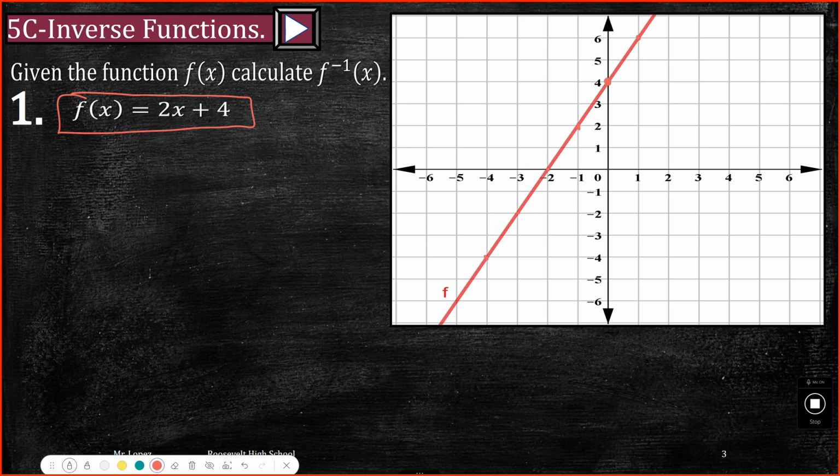All right. Good. So now we're gonna find the inverse of it. That's what this is called here, the inverse function. How do we find the inverse function? Here are the steps in finding the inverse function.